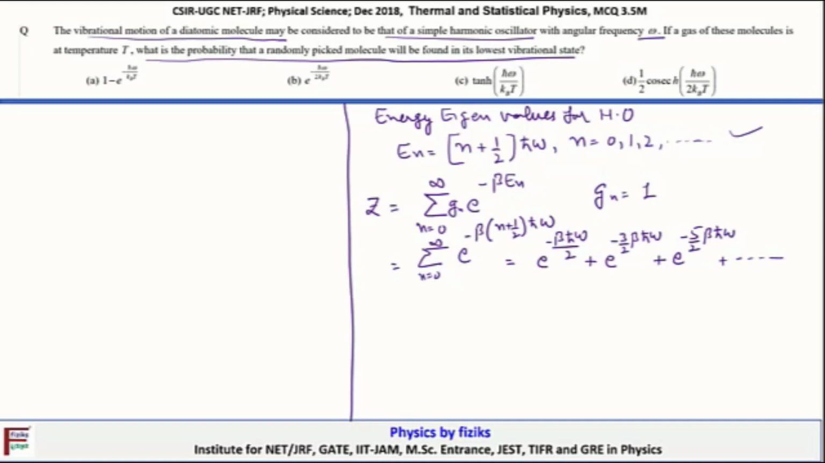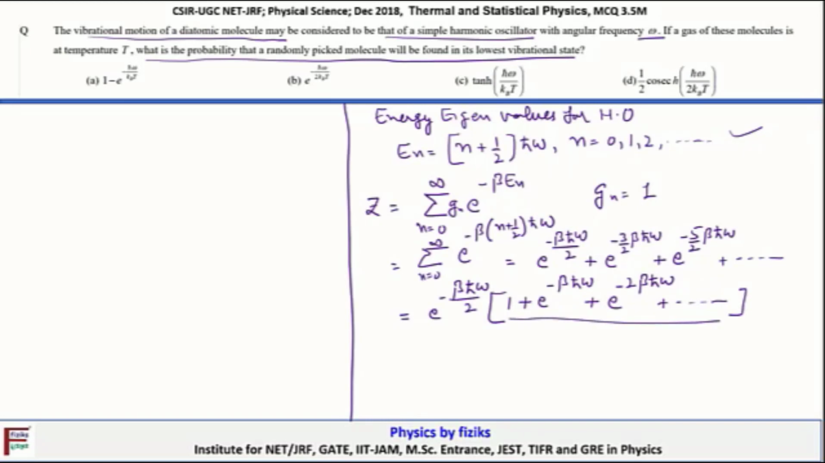Now we will take a factor common from all of these terms, which is exponential minus beta h cut omega by 2. So we will take it outside, and then inside we are left with 1 plus exponential minus beta h cut omega plus exponential minus 2 beta h cut omega plus so on. Now if you take a look at the terms in the parenthesis, this is basically a series with the common ratio of exponential minus beta h cut omega.